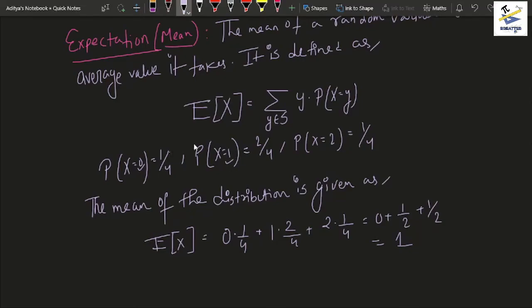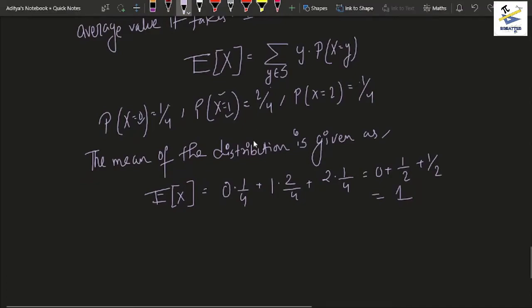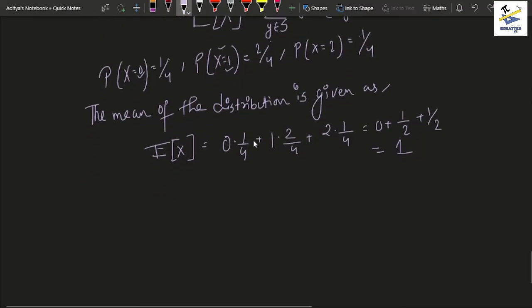As you can see, it's perfectly balanced, right? It's 1 by 4 on both sides and 2 by 4 in the middle. So this middle one is the average value. So this is the way to find the mean of a distribution always.